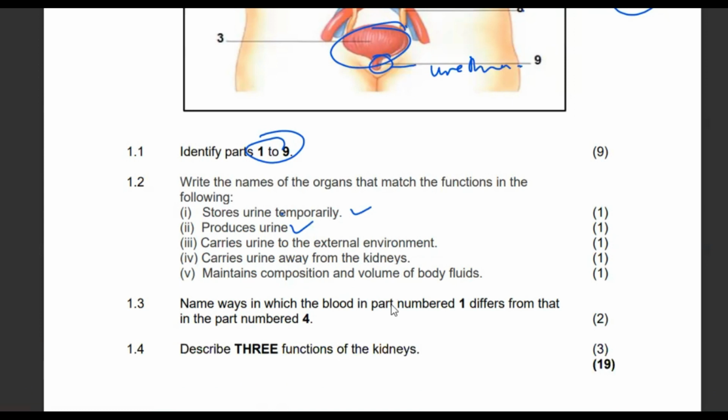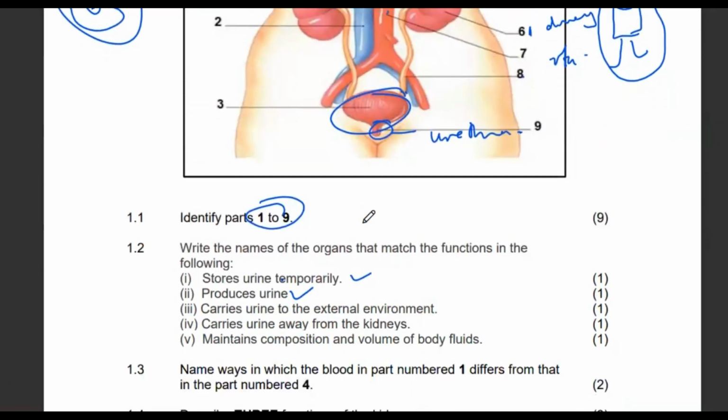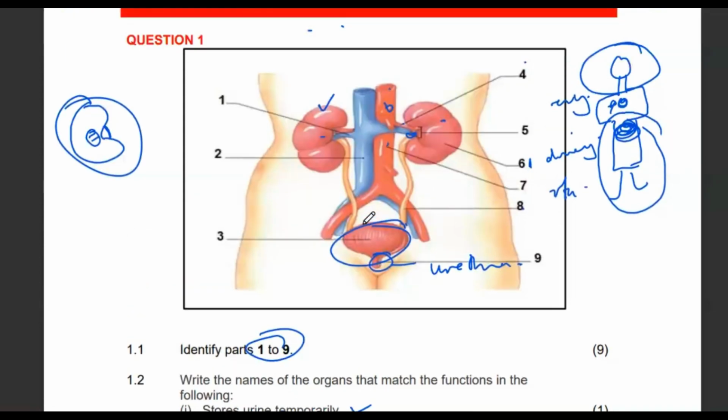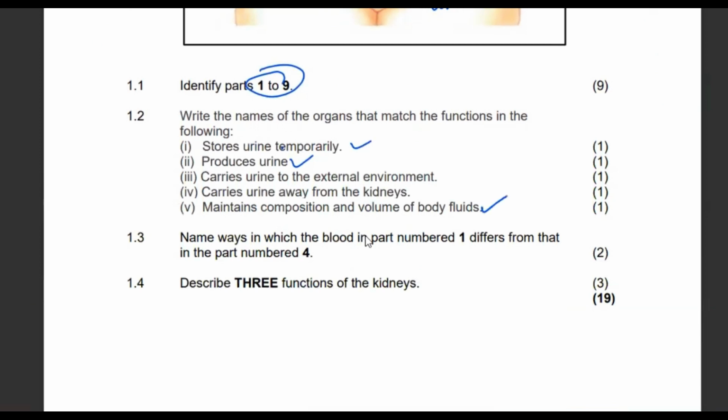And then, maintains the composition and the volume of the body fluid. Definitely it is the kidney. If it was about the composition of, if we saw the nephrons, we would have talked about the nephron, but we don't have the nephron here. Therefore, the answer here is the kidney, which is number 6. So it maintains the composition and volume of the body fluid.